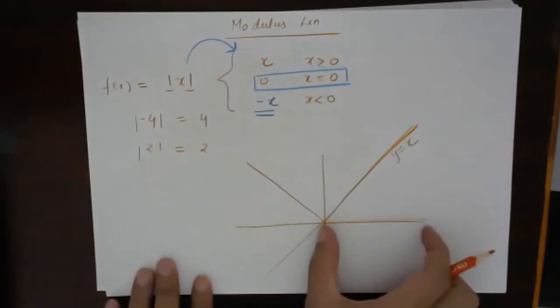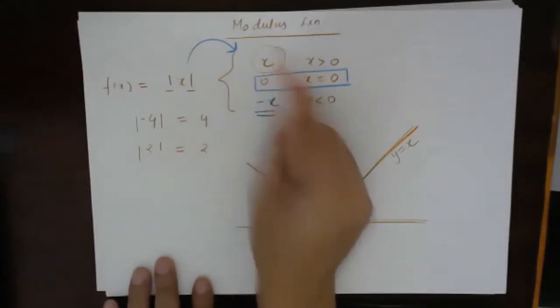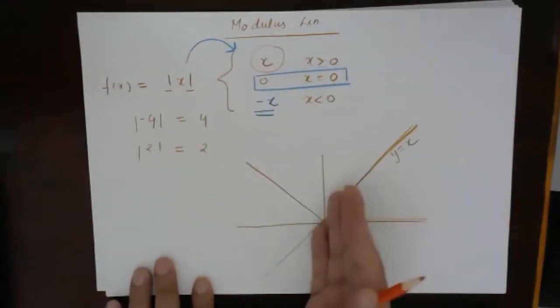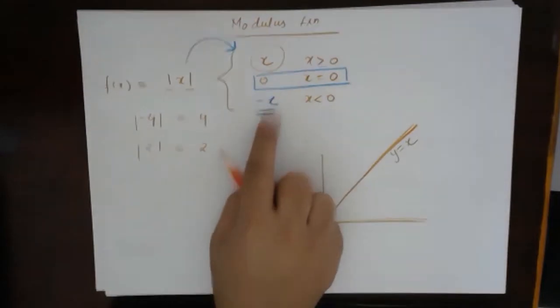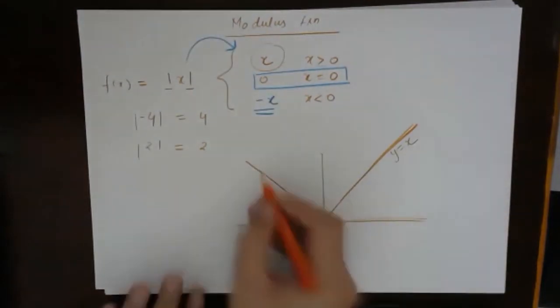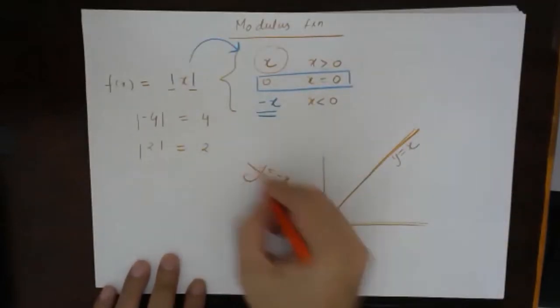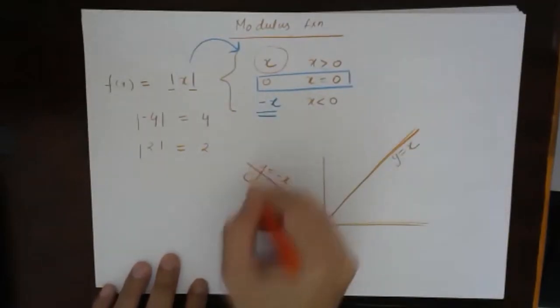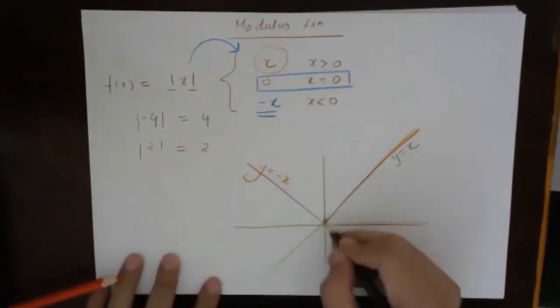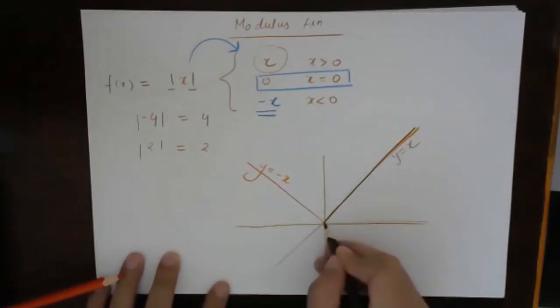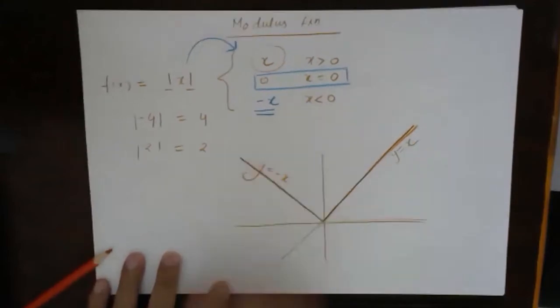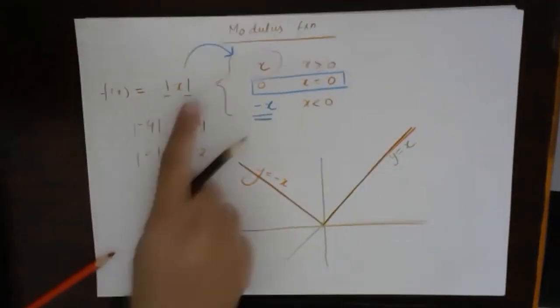If this is not clear, simply divide the whole x into two parts. One is for x greater than 0: draw for x, this is y equals x. And for x less than 0, draw for minus x, this is y equals minus x. So this one and this one combined is the graph for modulus of x.